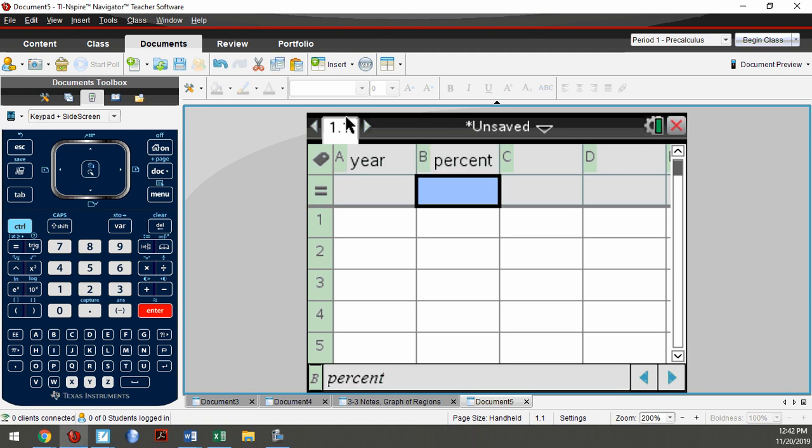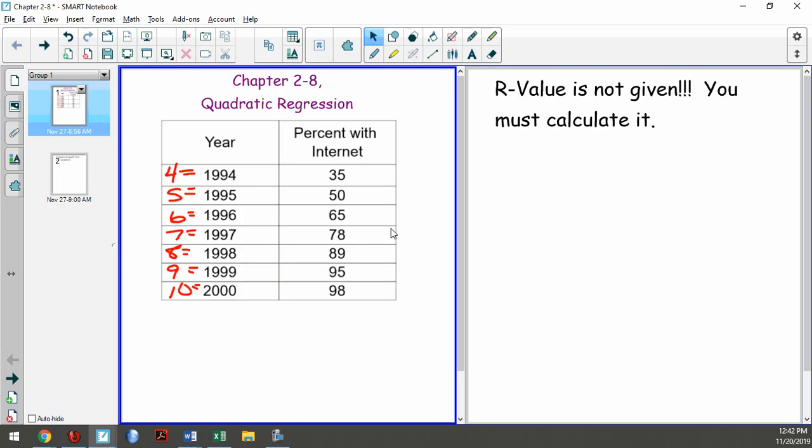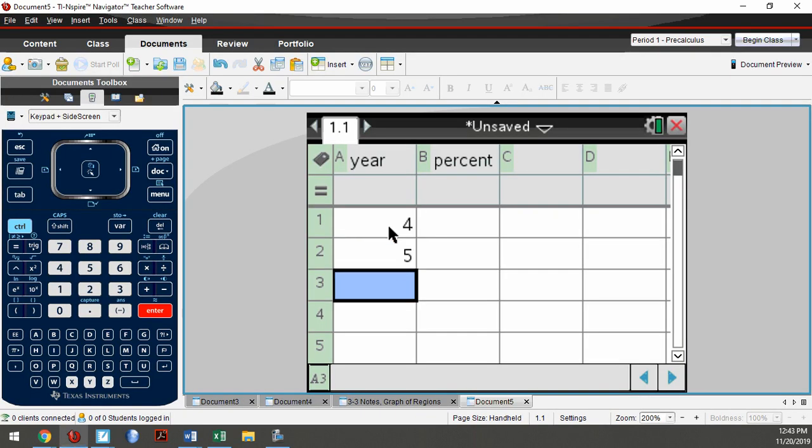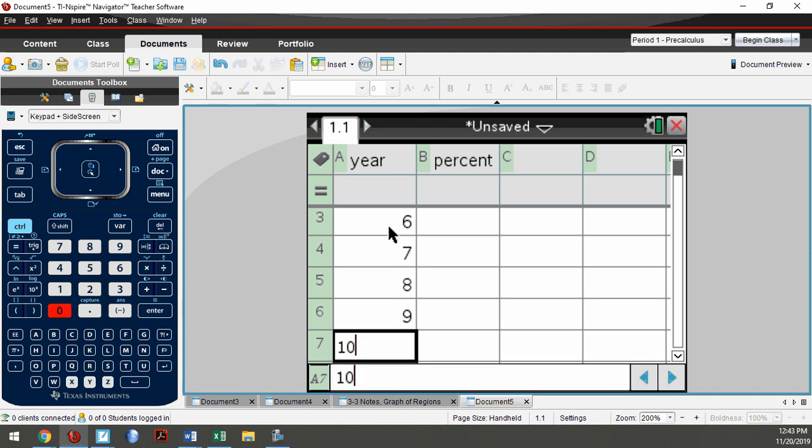Now, I want you to click on cell 1, row 1, column A. And that's where you're going to start entering your data. The data that you're entering is 4 through what? 10. So 4, 5, 6, 7, 8, 9, 10. How do I get to the top of my data? Control 7 takes you to the top of your data, right?